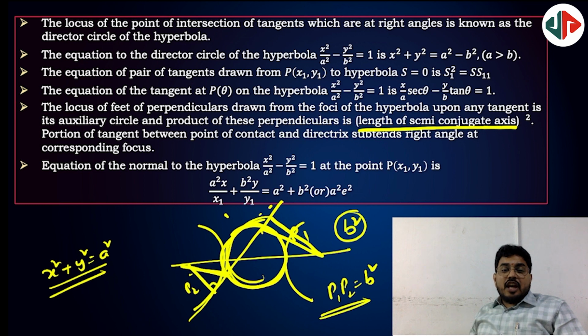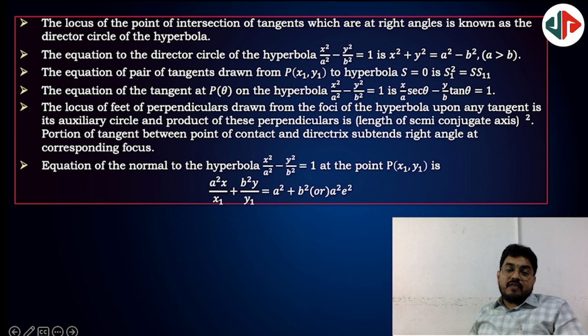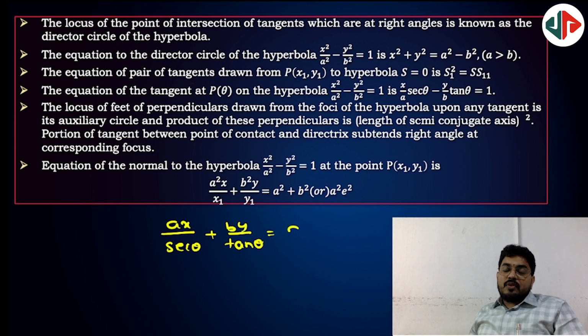Next is the normal equation: a square x by x1 plus b square y by y1 is equal to a square plus b square. If I want to write the parametric form, the equation of the normal is ax by secant theta plus by by tan theta is equal to a square plus b square.